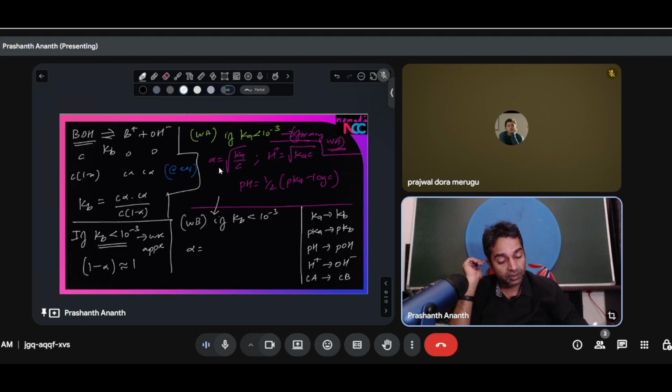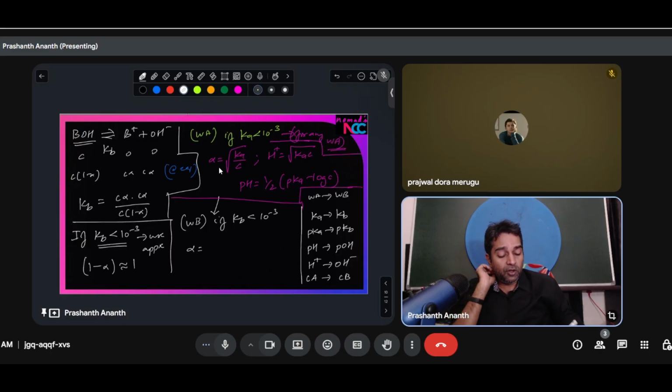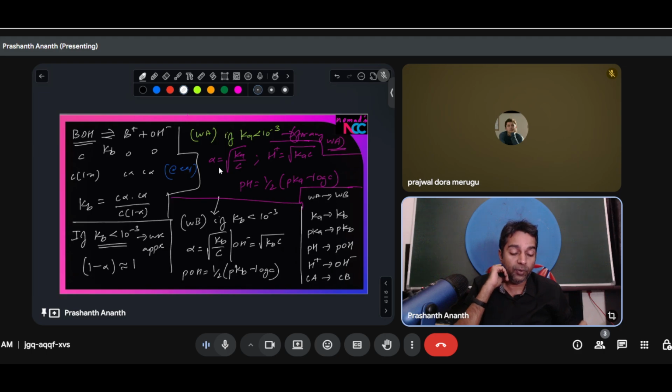Let me rub off this line partially now. Last one is, we end up having weak acid changing into weak base. Any concentration of weak acid becomes concentration of weak base. So alpha in this case works out as square root of Kb by C. Concentration of OH minus works out as square root of Kb into C, and pOH works out as half into pKb minus log C. These are the three equations here.